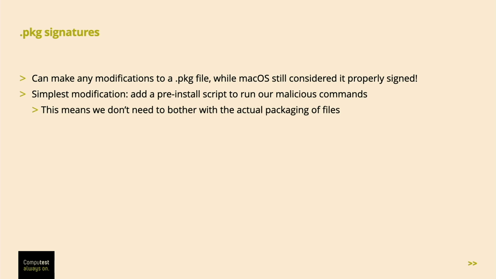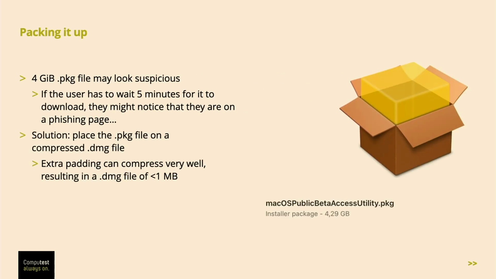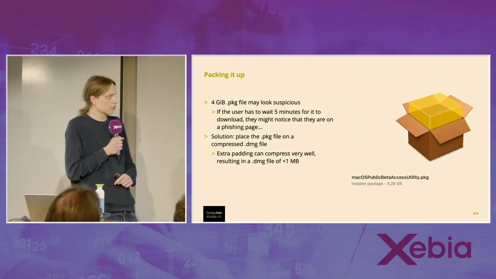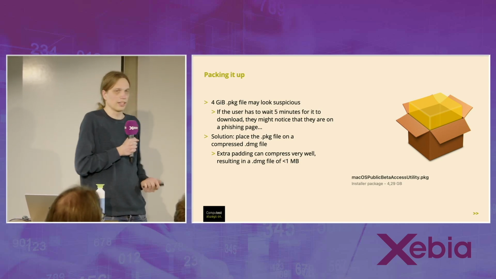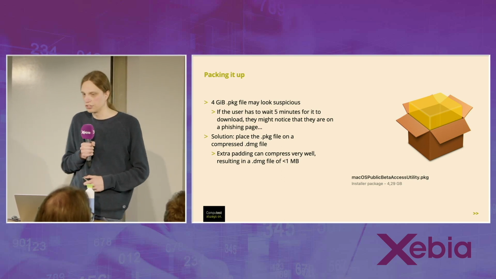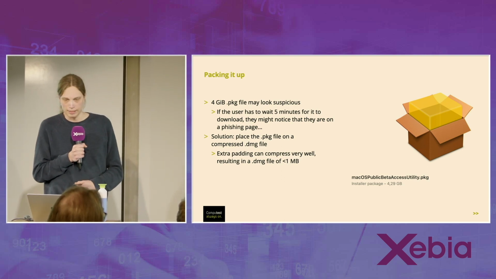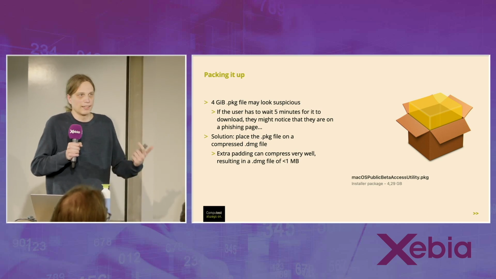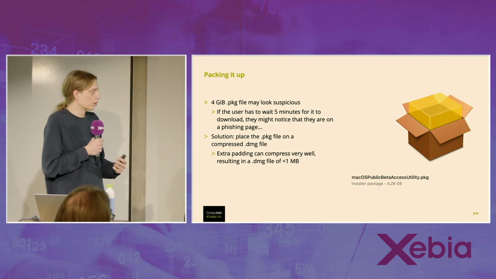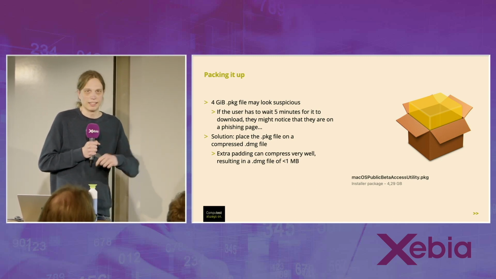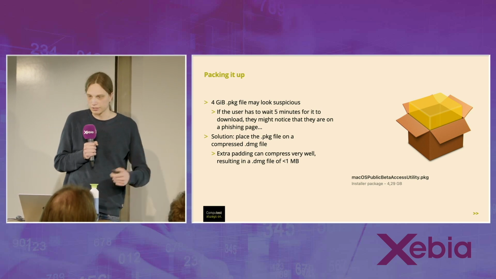And I even found a way to avoid making something suspiciously large, like a 4 GB download. So if the user has to wait like 5 minutes, then they may see, well, I'm really not on the correct page for downloading this file. There might be something wrong here. So instead, you can just put that file in a compressed DMG file. It's really not weird to first download the DMG file and then install a package. And then, because the padding can just be anything, it compresses really well, so the end result is a DMG file of less than a megabyte. And then it contains a 4 GB package file because it's compressed.